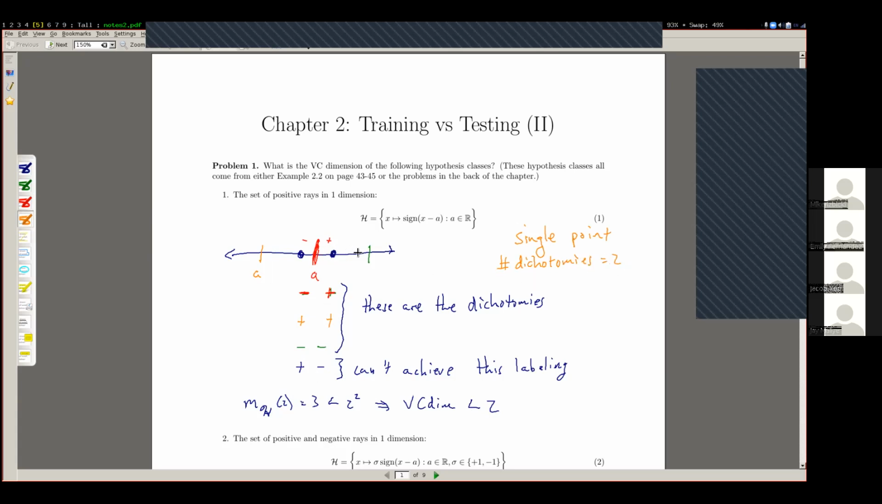It's easy to get a positive label by putting the A value to the left of the X. If you put the A value to the right of the X, you'll get a negative label. So you get the 2 dichotomies, which is equal to 2 to the 1. So we do shatter this data set.